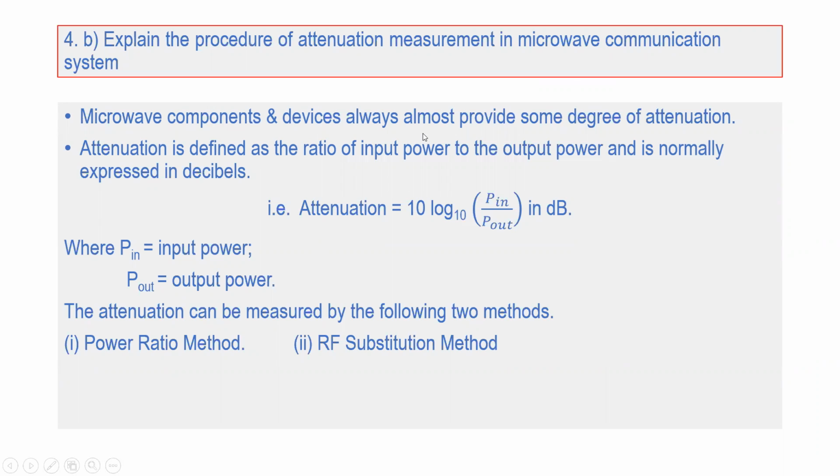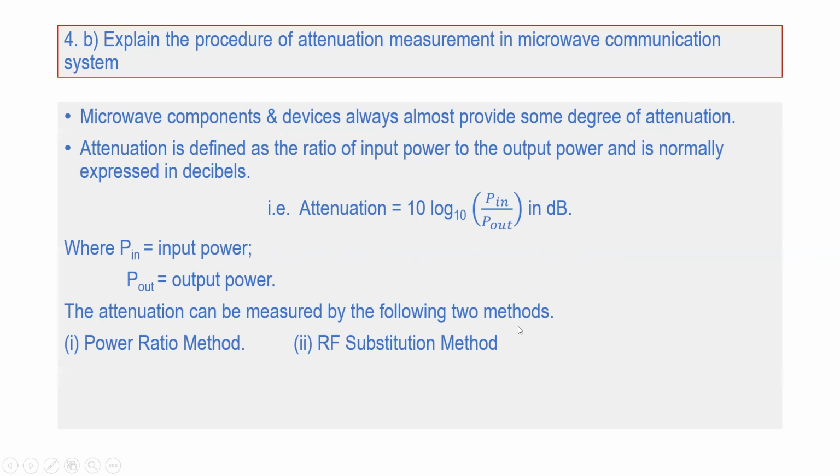Microwave components and devices always provide some degree of attenuation. Attenuation is defined as the ratio of input power to output power and is normally expressed in decibels. What are the units? Units are decibels, and the formula for calculating attenuation is equal to 10 log base 10 of P in by P out. So P in is your input power, P out is output power.